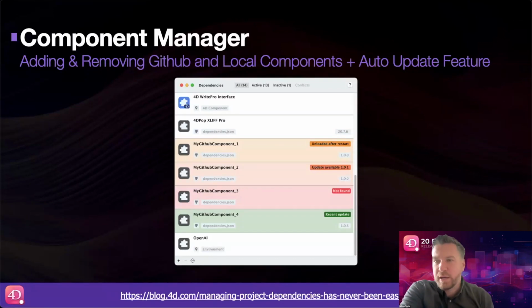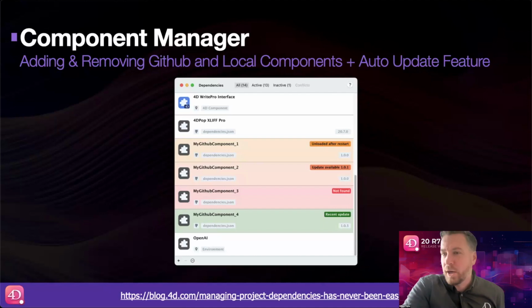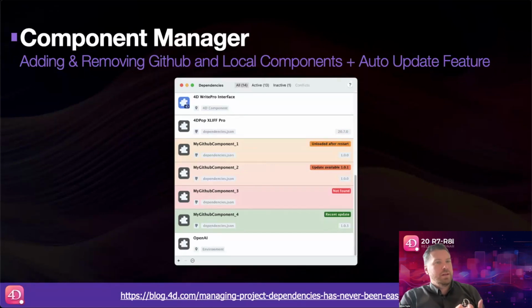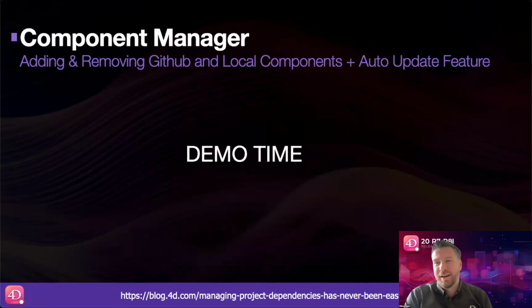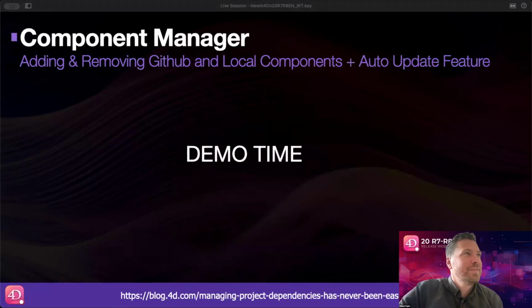Next is something that's been a theme over the past few releases, the component manager in 4D. So adding and removing GitHub and local components, plus the auto update feature. In 20R8, integrating third-party components from GitHub is now even easier than ever. You can directly manage and update components within the dependencies manager with automatic version checks, ensuring you're always up to date when you want to be. And back to Ad for a deep dive into this developer feature.